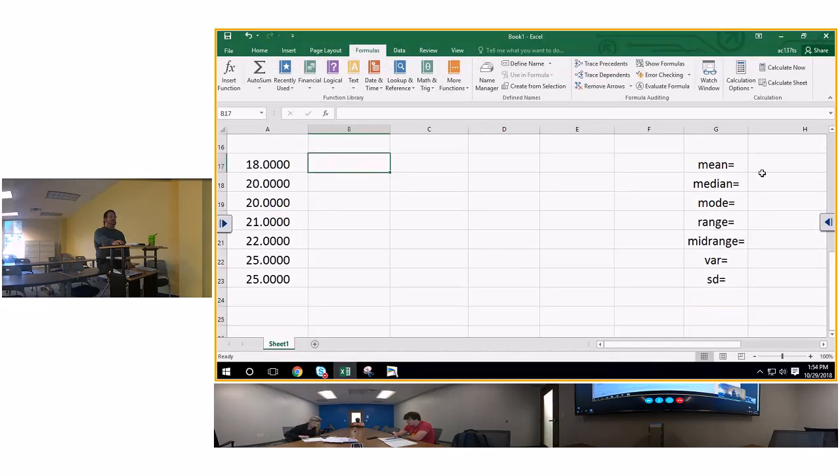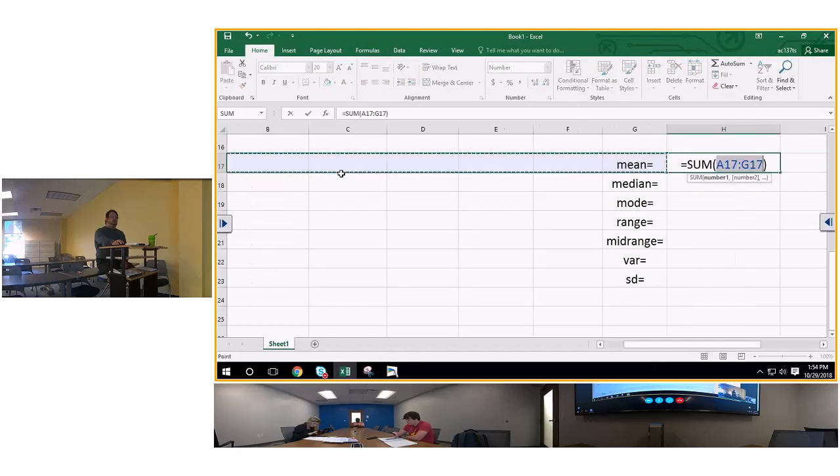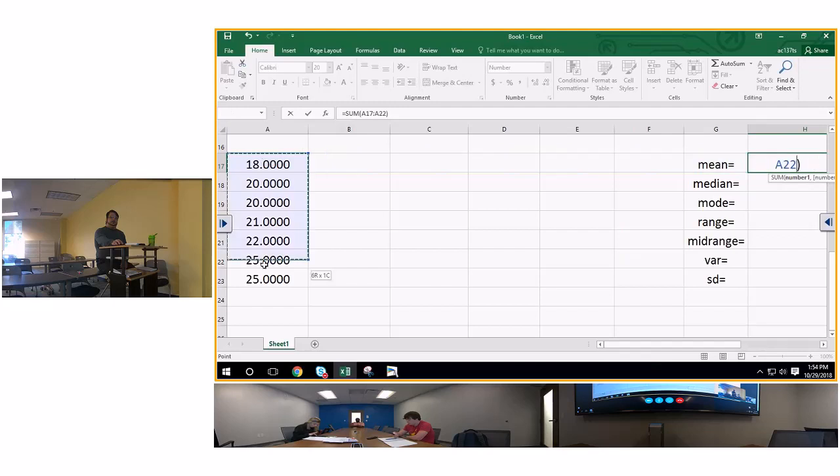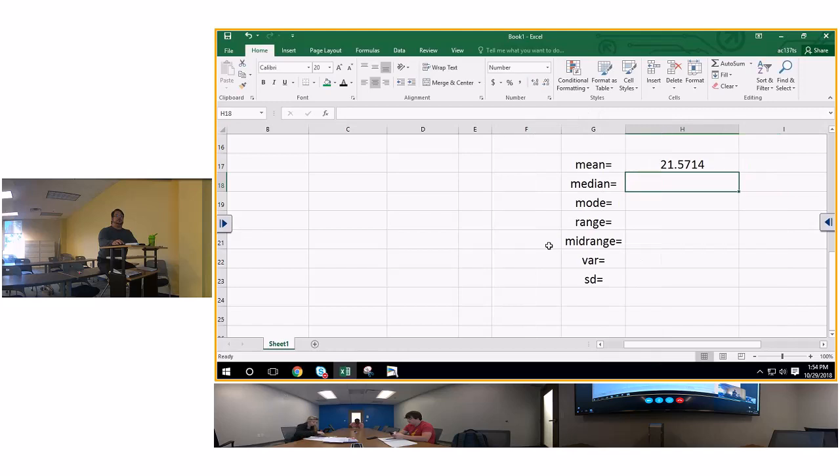And first of all, we need to find our mean. The mean is going to be the summation of all those numbers. And how many do we have? 7. So I'm going to divide by 7. And that's that number. I'm going to have to move this over a little bit, because it's going to do that every single time.